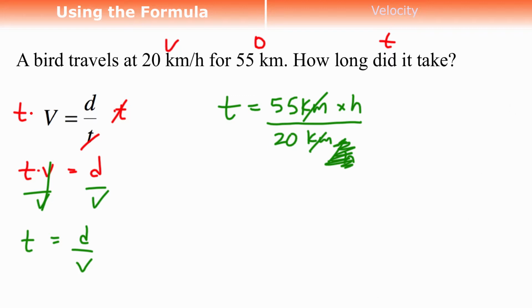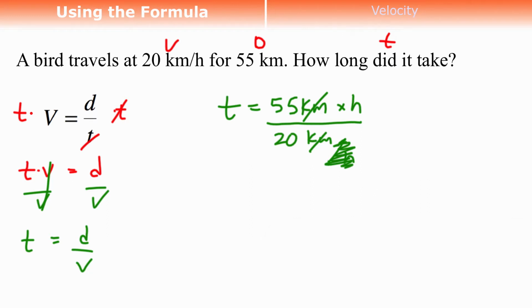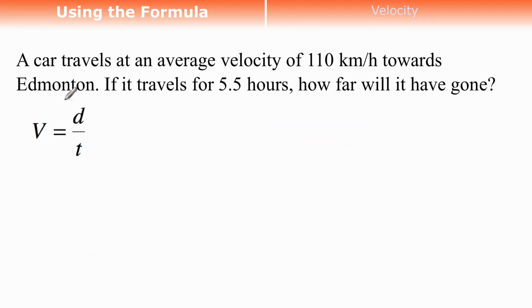Okay, trusty calculator, 55 divided by 20, 2.75. So this is equal to 2.75 hours. Now, if there's a decimal there, 2 sig figs, this rounded would be 2.8 hours. Okay, let's try another one.